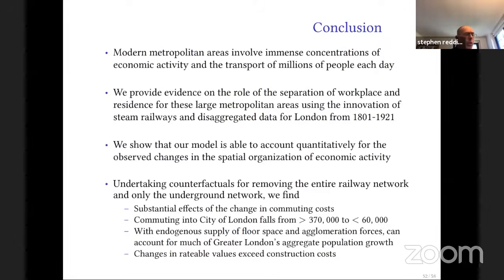And the final thing we do in that paper is use the model to do a cost-benefit analysis of the construction of the 19th century railway network. And we show that the net present value of the increase in land and buildings substantially exceeds estimates of construction costs of that transport network.